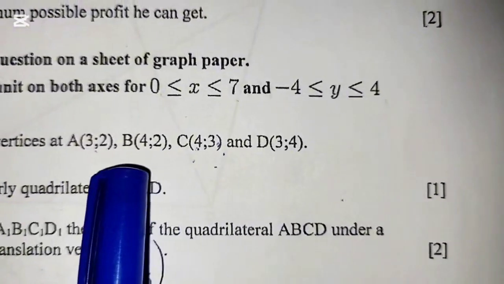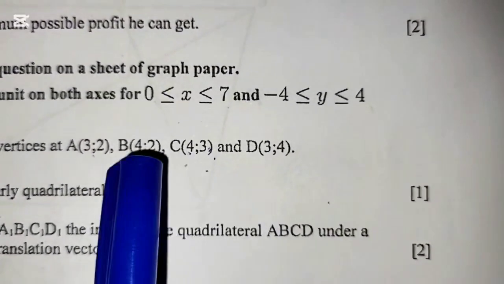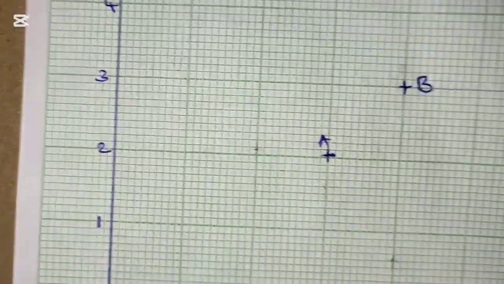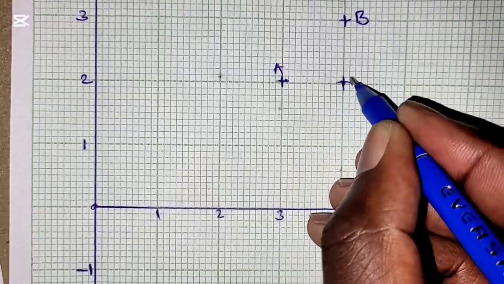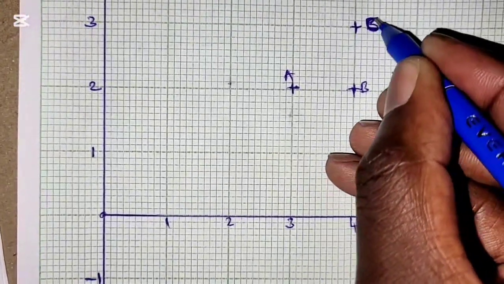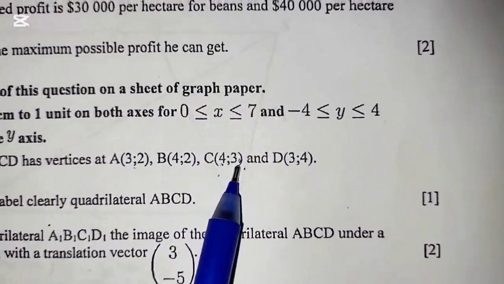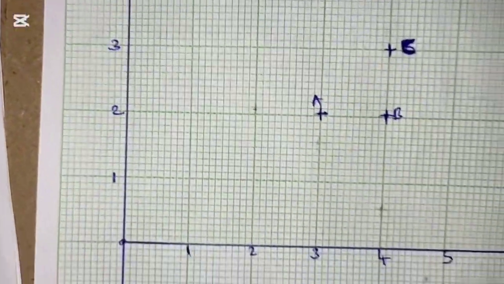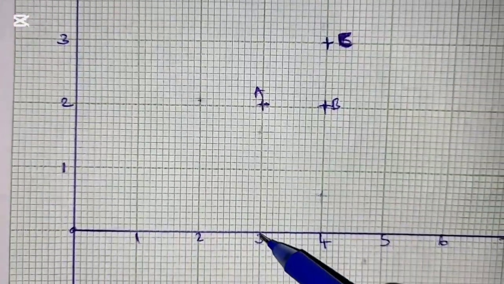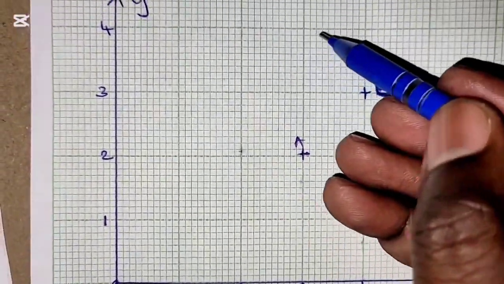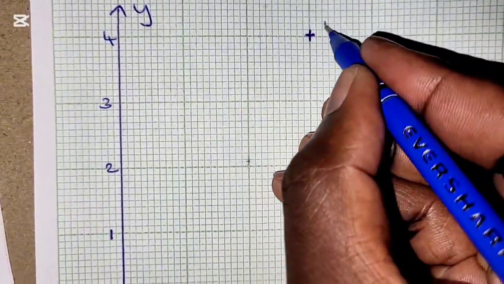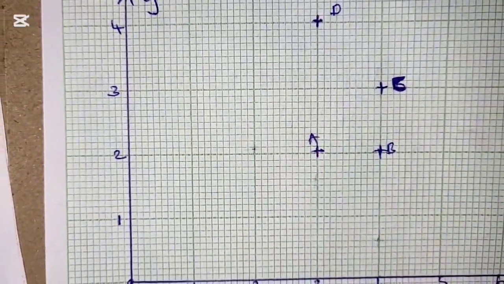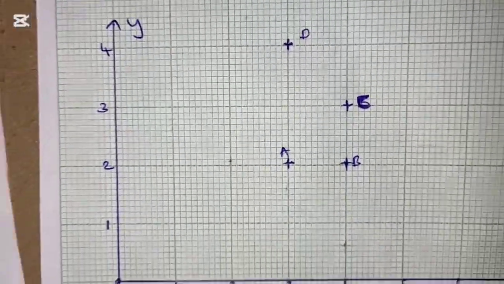Then 4 and 2, which is B. Sorry, 4 and 2. That's B. So this point right here was C. I skipped it. So 4 and 3. That's C. Then 3 and 4. That's D. Right here, 3 and 4 was D. Okay. So that's our A, B.